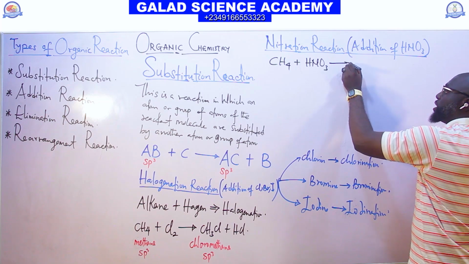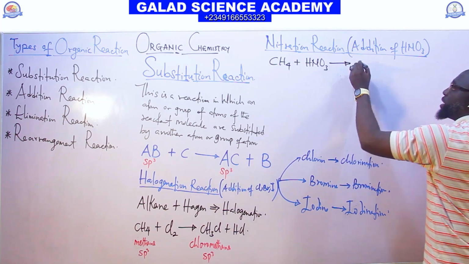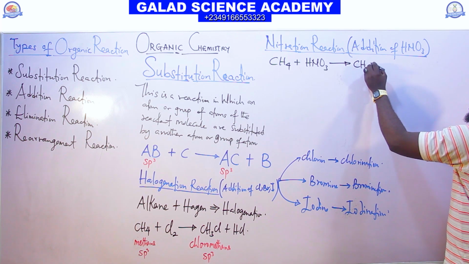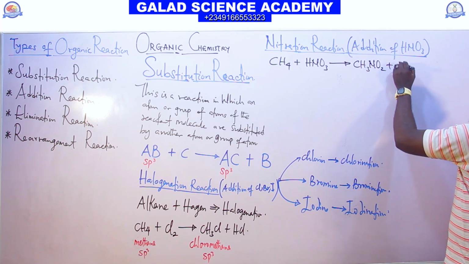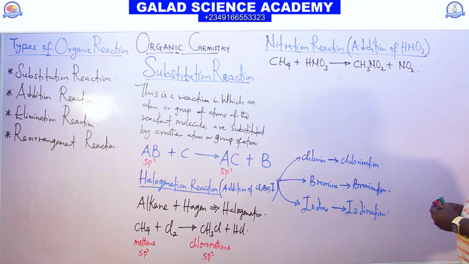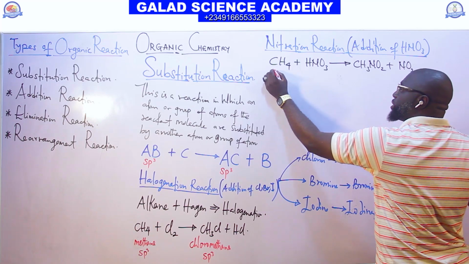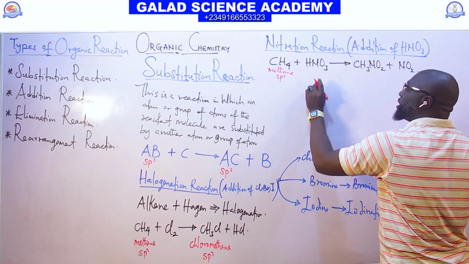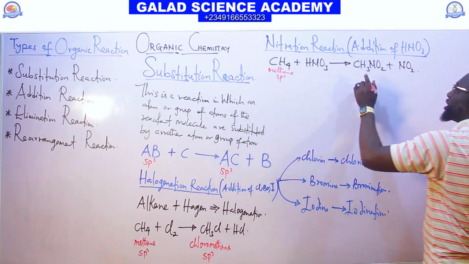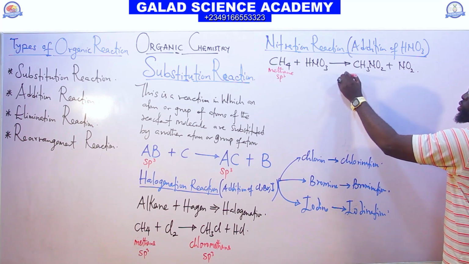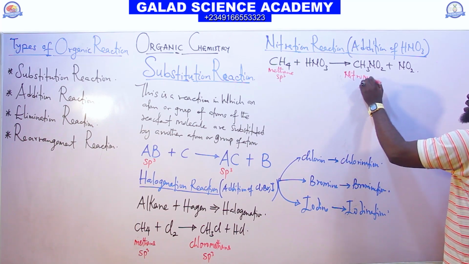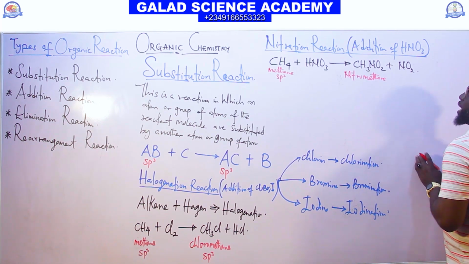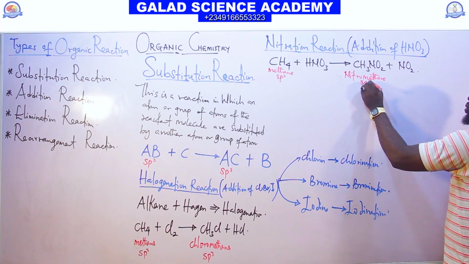NO3 nitration, the product here is CH3NO2 plus NO2 gas. So the reactant we have here is methane with sp3 hybridization. This HNO3 that we add to it makes it nitration. Here we have nitromethane, and the hybridization is also sp3.